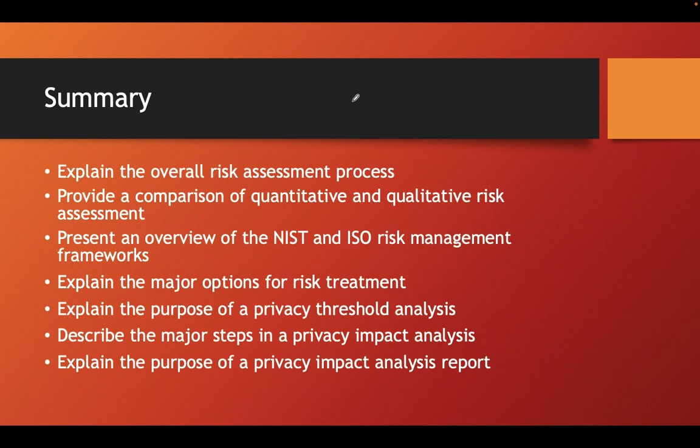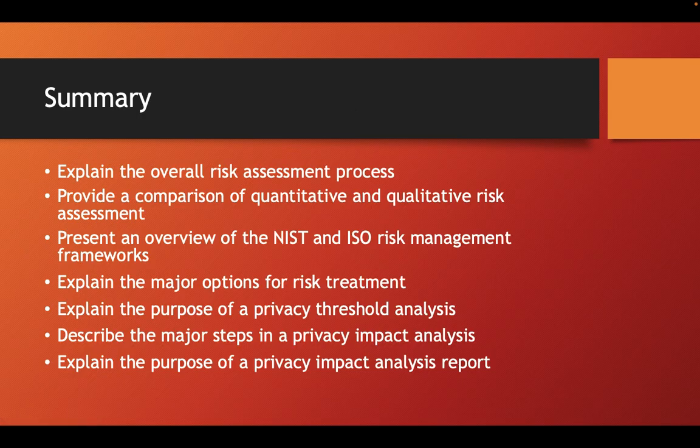Okay, that's it. The end of this is that we have looked at the overall risk assessment process, the summary of this chapter. We've looked at the risk assessment process, the comparison of quantitative and qualitative risk assessment, an overview of the NIST and ISO risk management frameworks, and the major options for risk treatment. We've looked at the purpose of the privacy threshold analysis, the major steps in the privacy impact assessment, and the purpose of a privacy impact assessment report. So we thank you very much, and this is the end of this section.